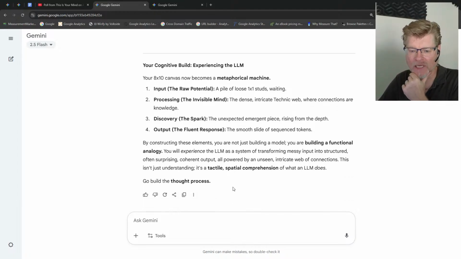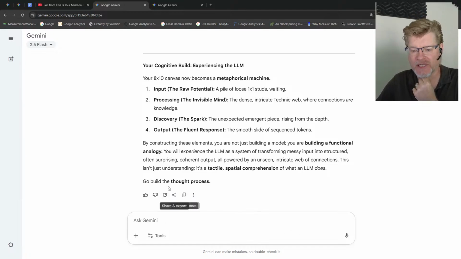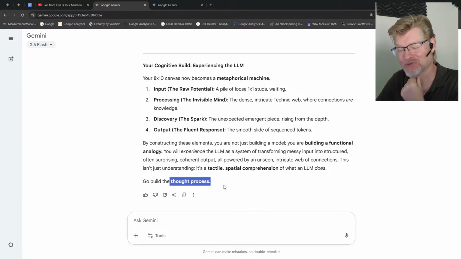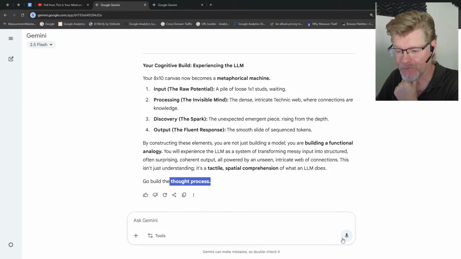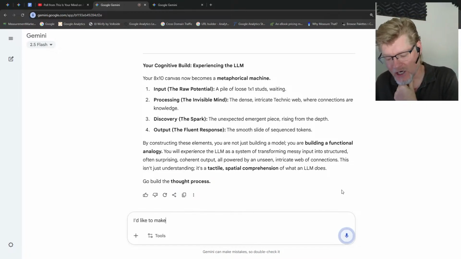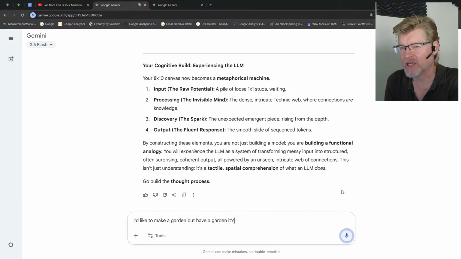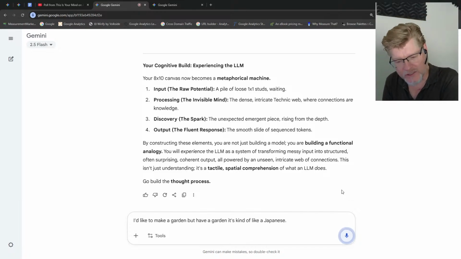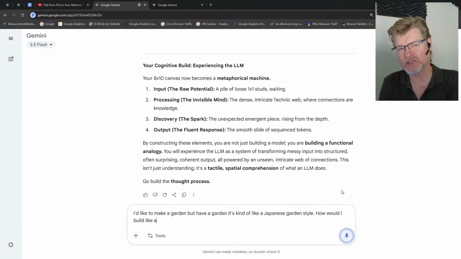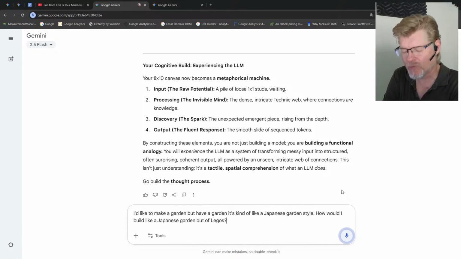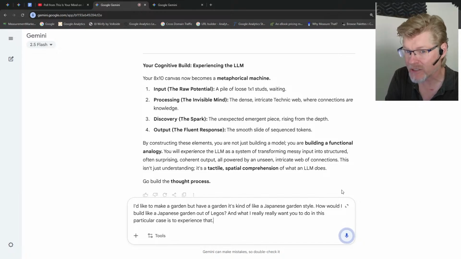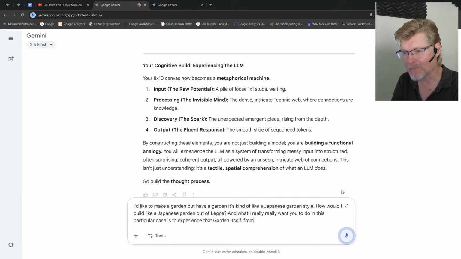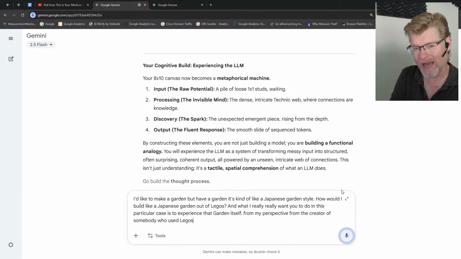And now what I would like to do is, because I built a thought process, which was really hard, that was a super abstract one to do, let's make something a little easier. I'd like to make a garden, but have a garden that's kind of like a Japanese garden style. How would I build a Japanese garden out of Legos? And what I really want you to do in this particular case is to experience that garden itself from my perspective, from the creator, somebody who used Legos to actually build that.